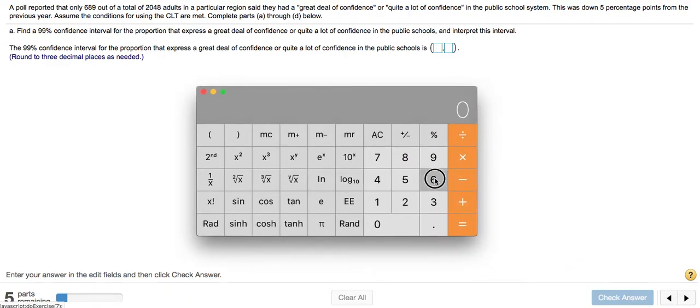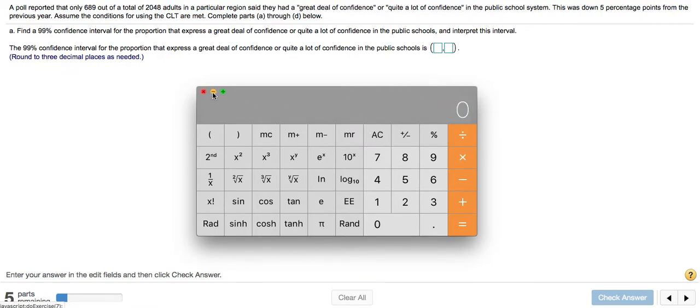You could take 689 and divide it by 2,048, and your proportion would be 0.336. As a percentage, you can multiply it by 100. So you could say maybe it's 33.6% of people in the region that have a great deal of confidence or quite a lot of confidence in the public school systems. But is this the exact proportion? Maybe not. And that's the idea of a confidence interval. You want a range of values where the true proportion actually falls.